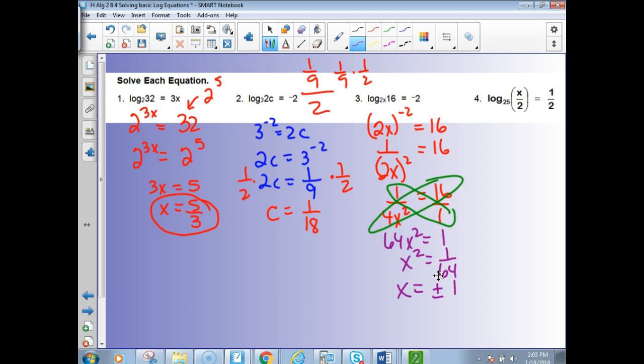Now, we got to check if both of those answers are viable, if they're good answers. Because I know you guys are thinking, why wouldn't we have plus or minus? Well, we don't, actually. It's only going to be the positive one, and let me explain. In the new equation, you see the base? If you put a negative in there for x, you're going to have a negative base, and the bases are not allowed to be negative. Okay? So there is an extraneous answer. The only answer is positive 1/8.